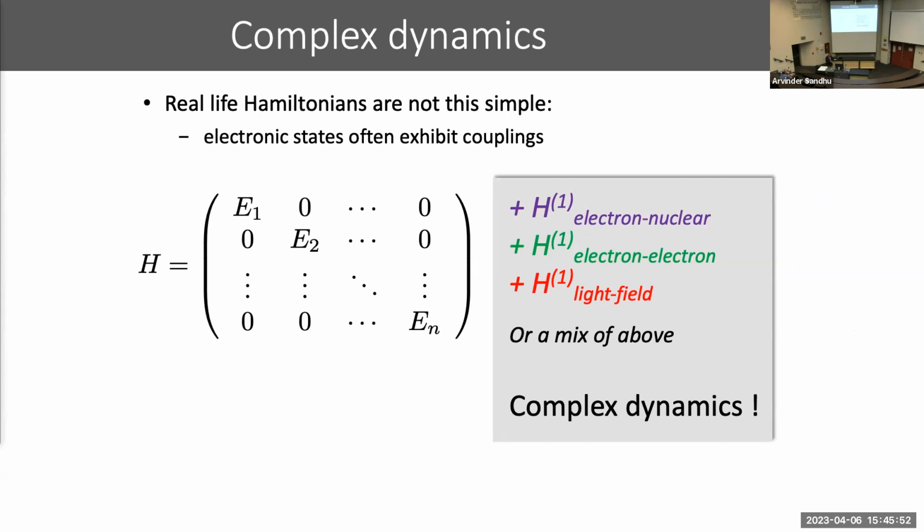And the complication comes because the electronic states are coupled together due to the fact that in a many-electron system, electrons talk to each other, right? You no longer have a single electron system. Or the electrons talk to the nuclei, which means that when you give the energy to electrons, they exchange it with nuclei. And that leads to couplings between these states. You can also have a light field, which can mix these states. And often in atomic and molecular physics, and also in condensed matter physics, you end up with a mix of all these interactions. So it's very complex dynamics.